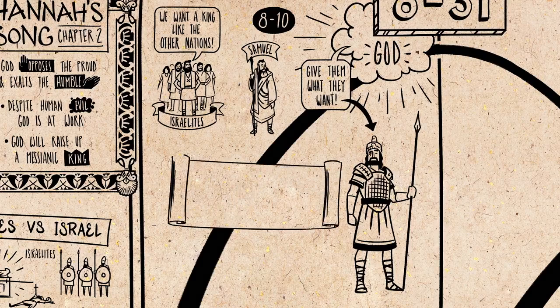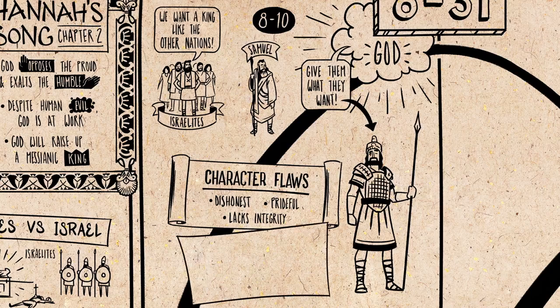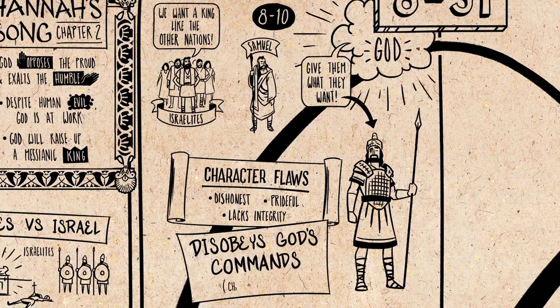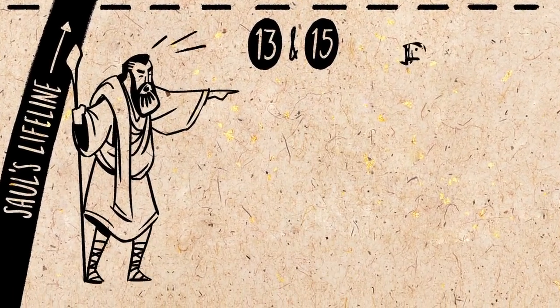But he has deep character flaws. He's dishonest, he lacks integrity, and he seems incapable of acknowledging his own mistakes. And so these flaws become his downfall. He wins some battles at the beginning, but his flaws run so deep, he eventually disqualifies himself by blatantly disobeying God's commands. And so the aging Samuel confronts Saul and Israel.